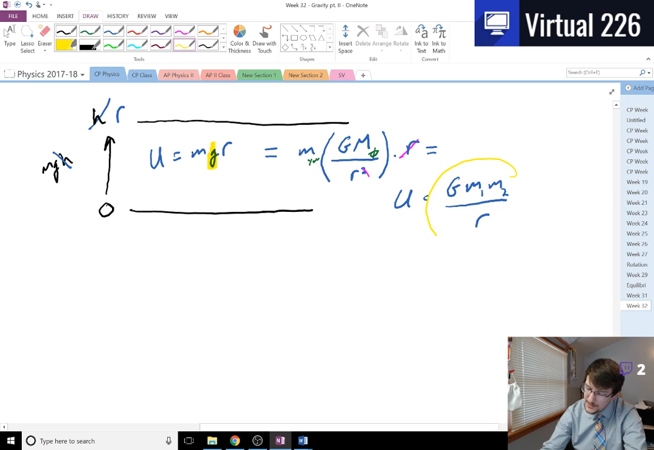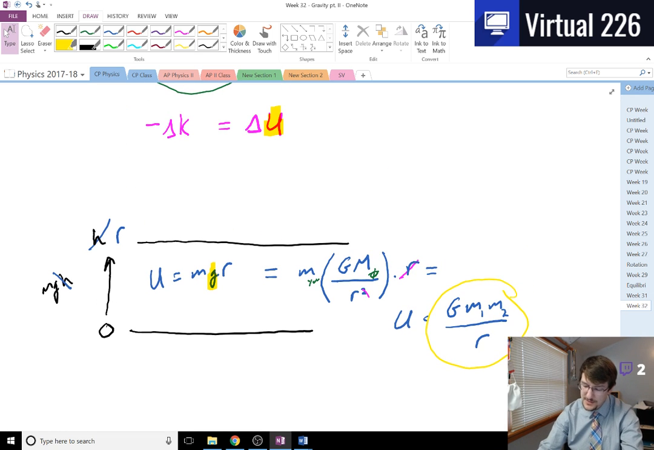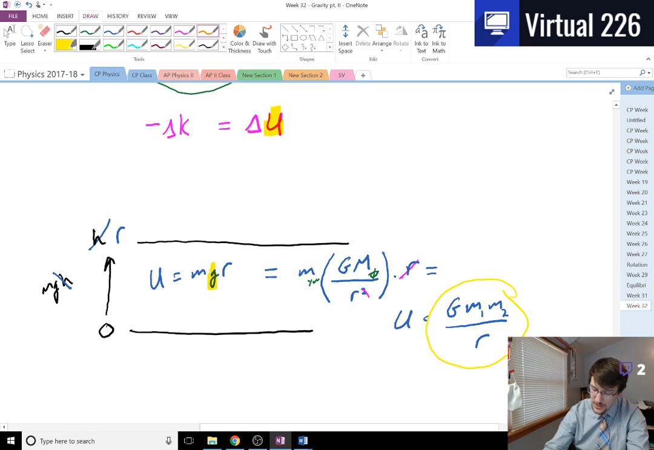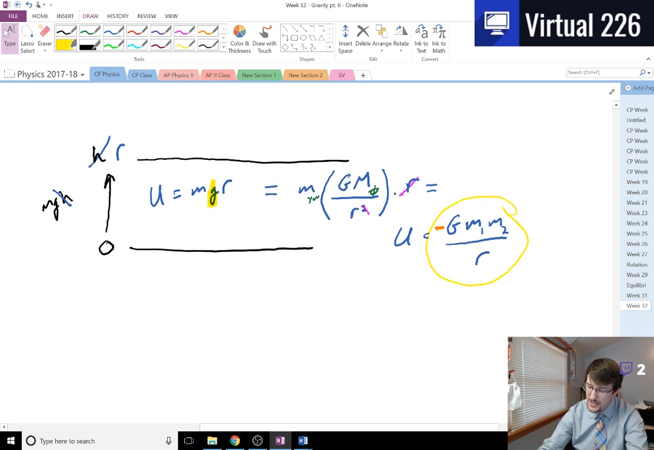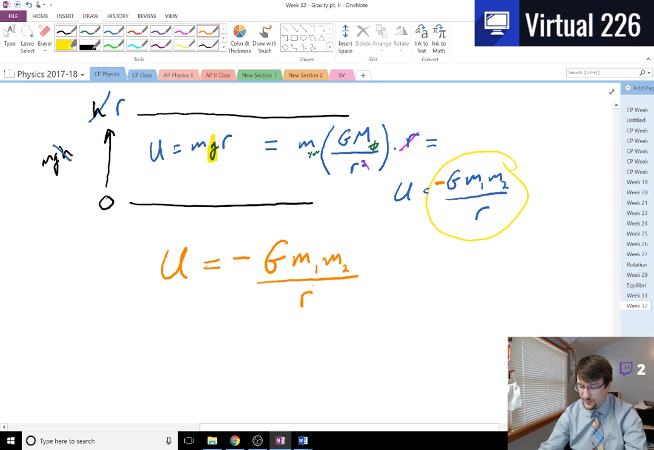This here gives us a nice value to place up into this delta U. But what we are going to do by our definition is recognize that we weren't going from zero to R, we were kind of going from R to zero. And we're going to set these values to negative. So it's going to be negative GMm over R. So in every case, the potential energy due to gravity is technically a negative GMm over R, when our reference point is all the way out to infinity.